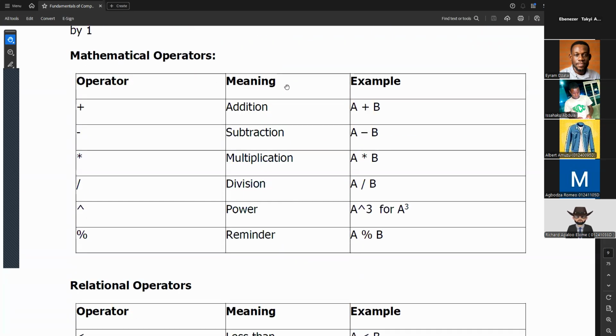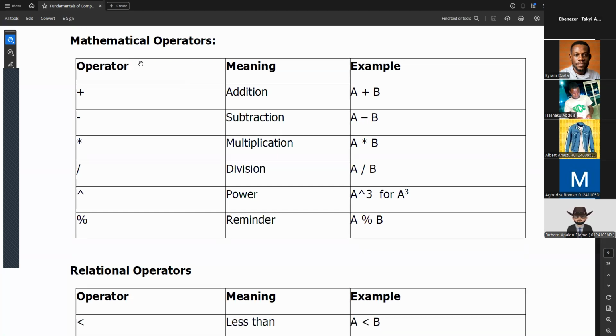All right, let's look at some mathematical operators. You should know these operators very well because, like I said, most of the things you do in programming have to do with computation and logic. So understand these operators and when and how they are used.